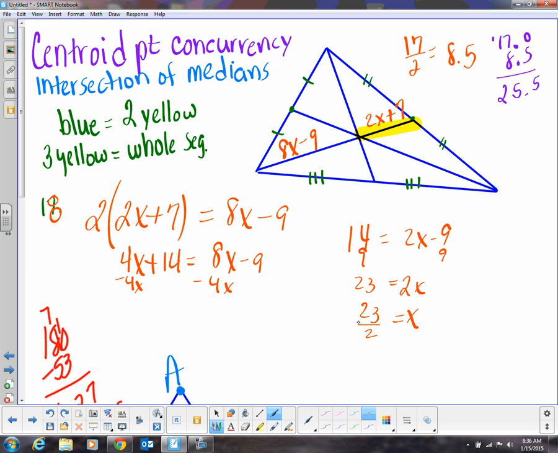Now, I did not ask for x, I asked for AD. So AD is the whole thing. So if I can find this, which I can, right? 2 times... Oh, what's 8 take away 4? 4.